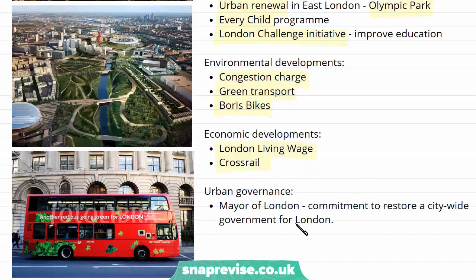And also urban governance. The role of the Mayor of London is not a role that's been there forever. This was a role that was created in order to create a commitment to restore a citywide government for London.